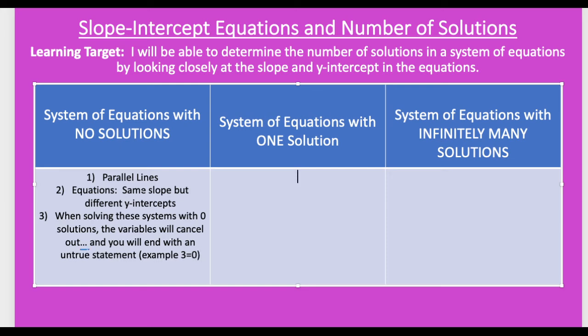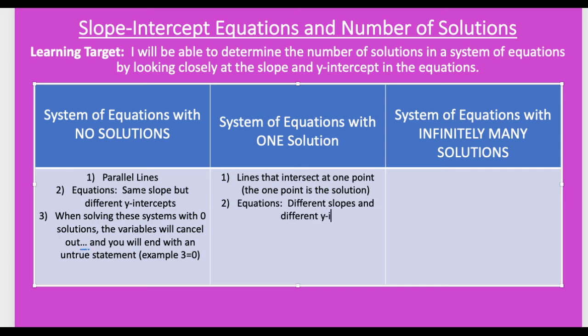All right, let's summarize what we've learned about systems of equations with one solution. So we've learned that they are lines that intersect at one point. The one point is the solution. When looking at the equations of systems that have one solution, they have different slopes and they also have different y-intercepts.